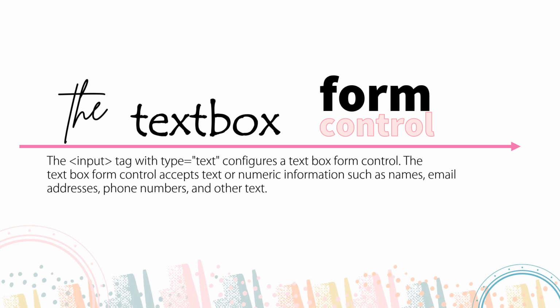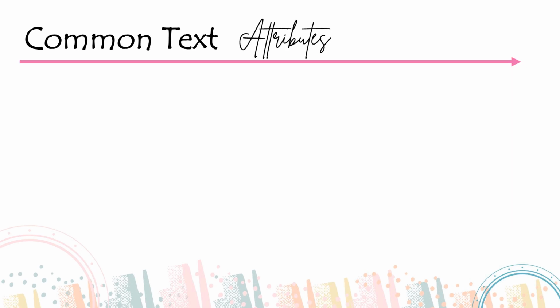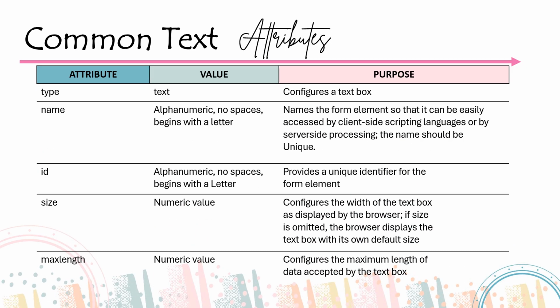Text box. The input tag with the type text configures a text box form control. The text box form control accepts text or numeric information such as names, email addresses, phone numbers, and other text. The type attribute's value is text, and its purpose is to configure a text box.